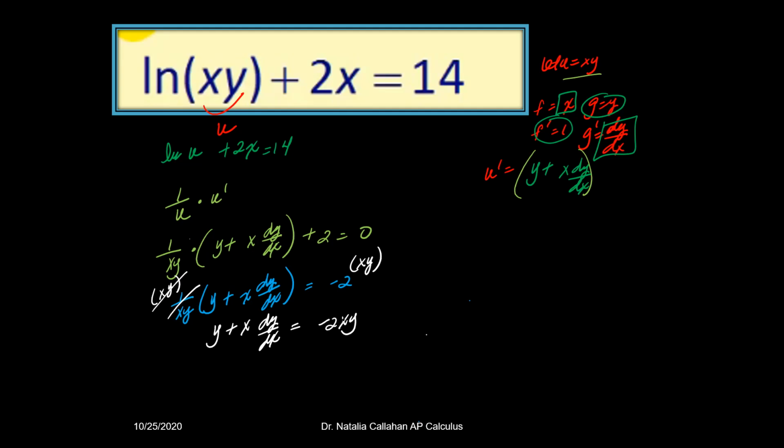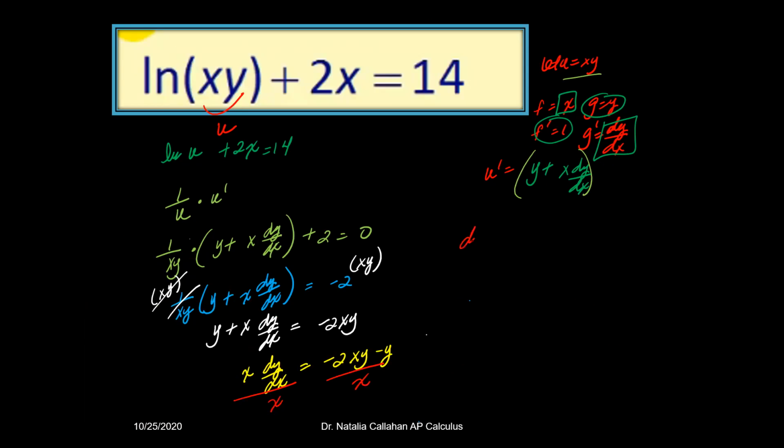Ultimately, you'll have the same steps. At this point, it doesn't really matter which one you decide to do, as long as what you're doing is algebraically legal, it's fine. Subtract the y on both sides. You have x dy over dx equals -2xy minus y. And then to get rid of this x, because I'm solving for dy over dx, I am going to divide everything by x. Here we go.